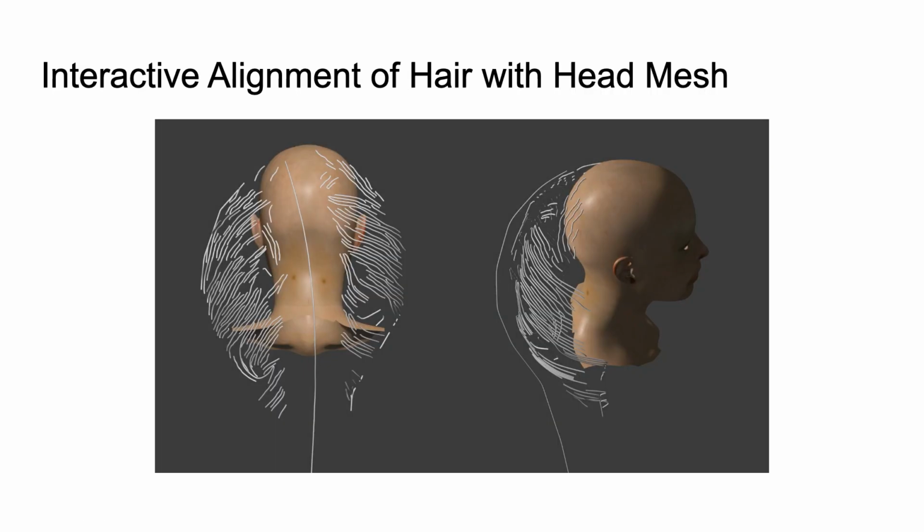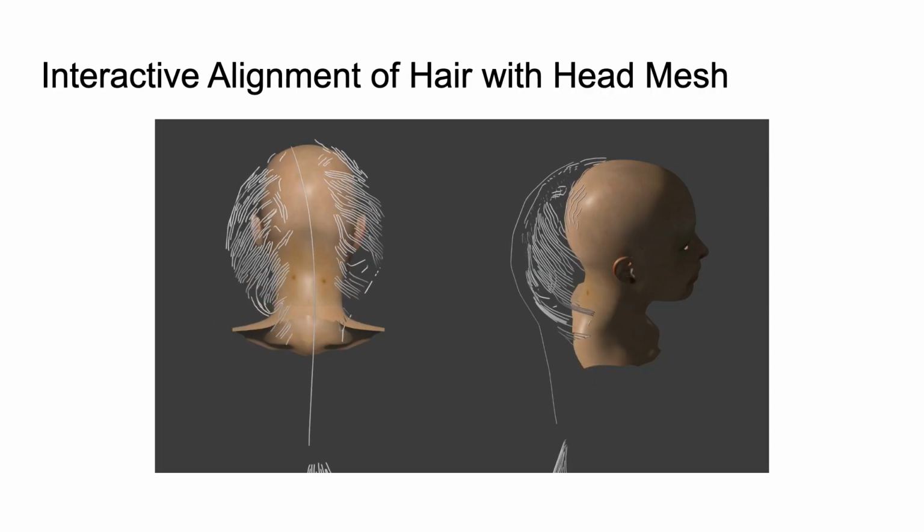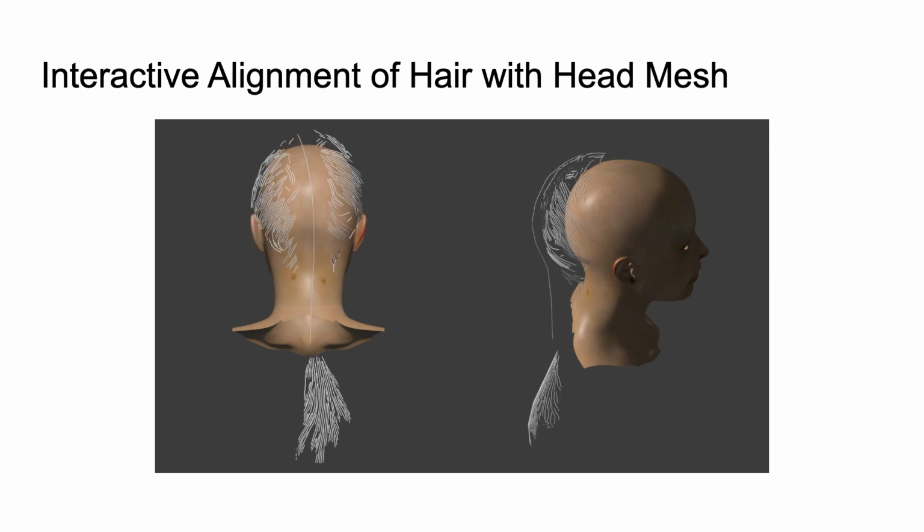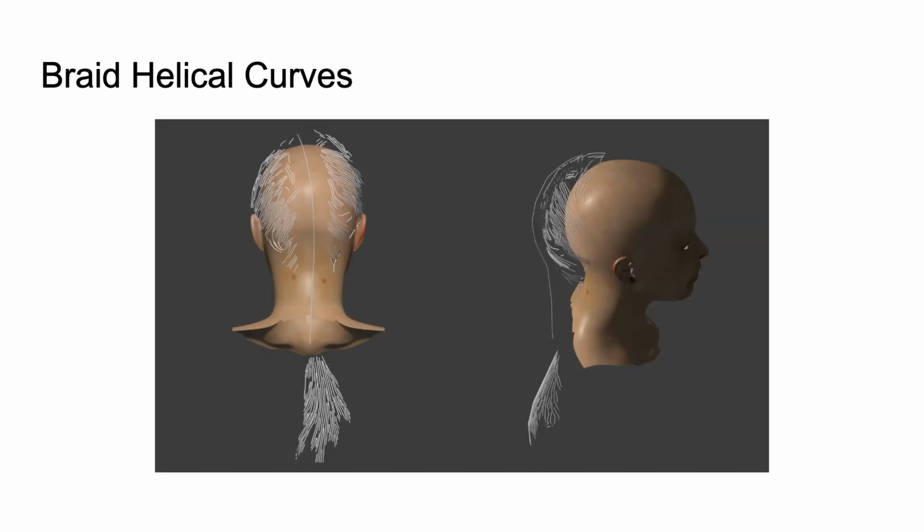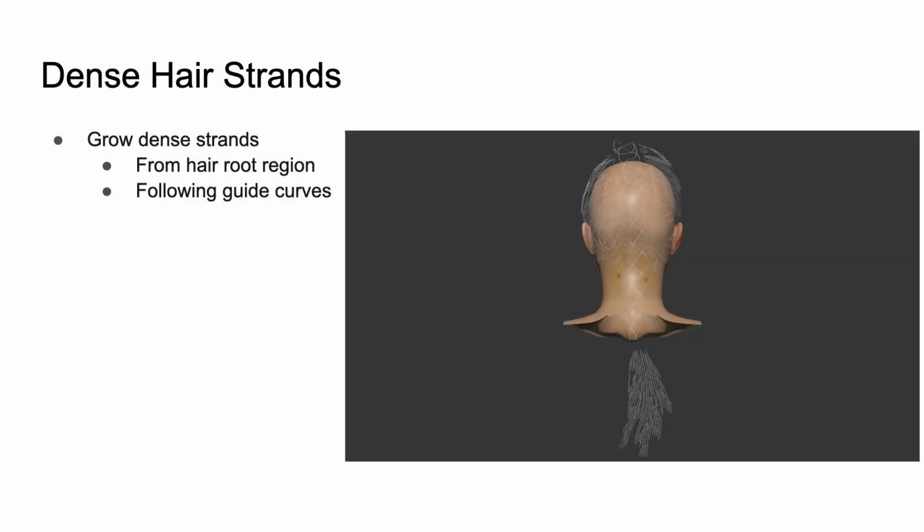We will now discuss how the dense hair strands are generated. The projected 3D hair strands are interactively aligned with the scalp mesh. The paths of the braid helical curves are created such that they follow the calculated 3D center curve of the identified braid. We now want to grow dense hair strands from the hair root region of the avatar's head. Our calculated sparse hair strands will act as guides for this process.